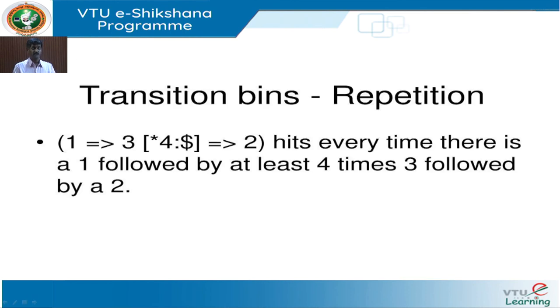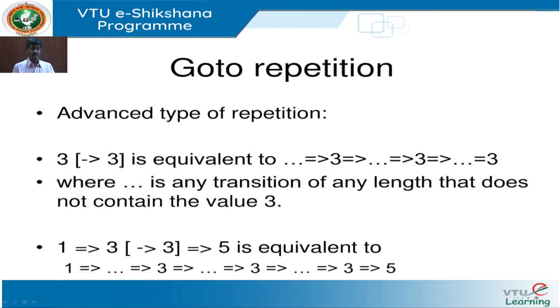So dynamically, using a queue also you can define. So we have 1 followed by 3 star 4 dollar is equal to 2 hits every time there is a 1 followed by at least 4 times 3s. If you have 4 times 3s followed by a 2, 1 hit will be considered. One bin will be considered.